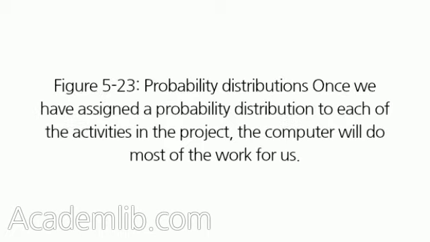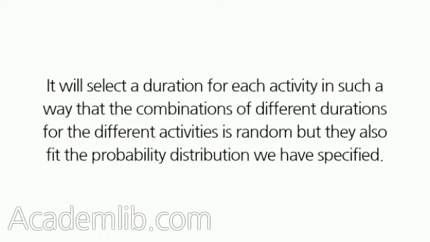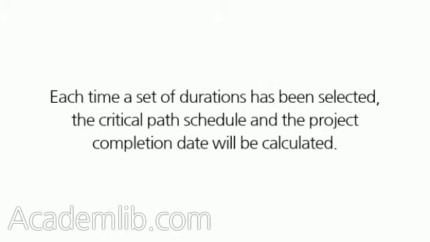Figure 5.23. Probability distributions. Once we have assigned a probability distribution to each of the activities in the project, the computer will do most of the work for us. It will select a duration for each activity in such a way that the combinations of different durations for the different activities is random, but they also fit the probability distribution we have specified. Each time a set of durations has been selected, the critical path schedule and the project completion date will be calculated.